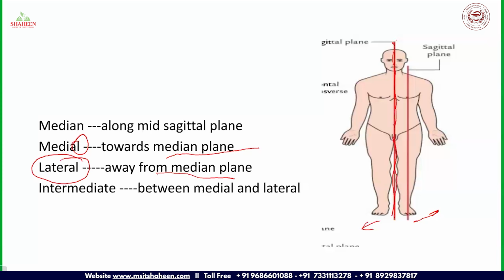I'll ask one question. If there is a point A and another point B, which one is medial and which one is lateral? Very good. A is the medial one because it is towards the mid-sagittal plane, and the lateral one is B. Next, intermediate: any point that comes in between these two, medial and lateral, is the intermediate. So medial and lateral are also frequently used terminology in anatomy.